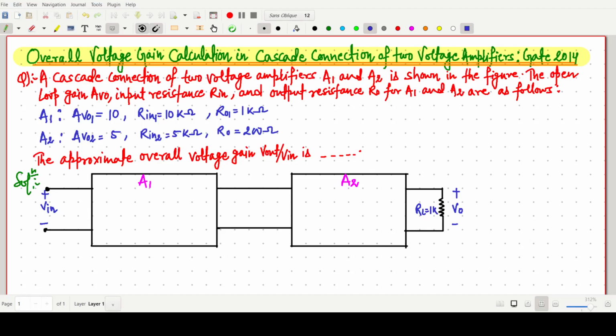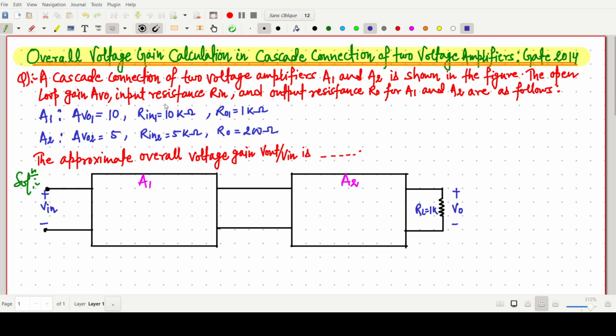Welcome everyone. In this video lecture, we will solve a GATE 2014 question which is based on overall voltage gain calculation in a cascade amplifier. Okay, cascade voltage amplifier. In this question, it is given a cascade connection of two voltage amplifiers, say A1, A2. Two voltage amplifiers are given, shown in figure.